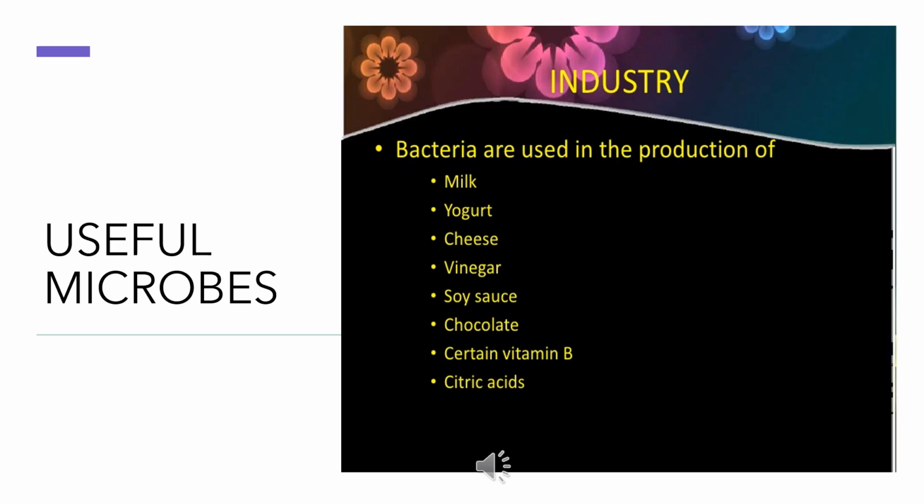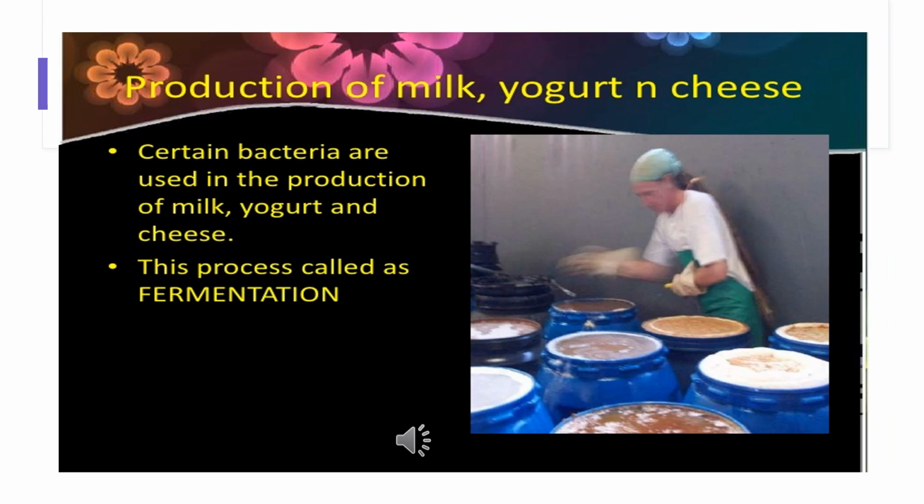vaccines, etc. Dear students, in this slide you can view that bacteria are used in the production of milk, yogurt, cheese, vinegar, soy sauce, chocolate, certain vitamins, citric acids. In the image you can view the production of milk, yogurt, and cheese on a large scale in the industry. Certain bacteria are used in the production of milk, yogurt, and cheese.